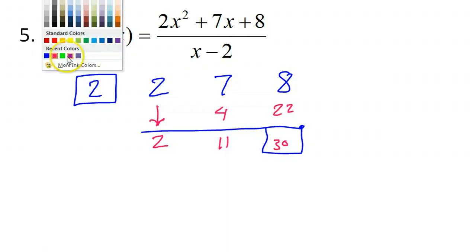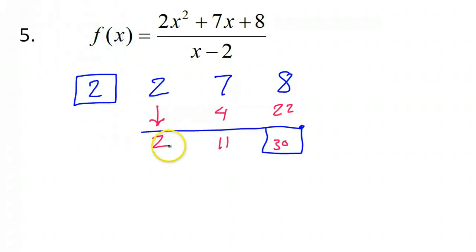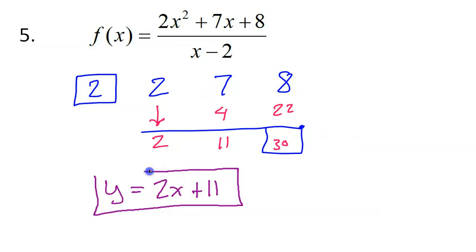Oh no, I meant to go for purple. So putting the variable back in, the slant asymptote would be y equals 2x plus 11. This is my slant asymptote. Okay, now let's take a look at the graph of this and see if we can see this slant asymptote in action.